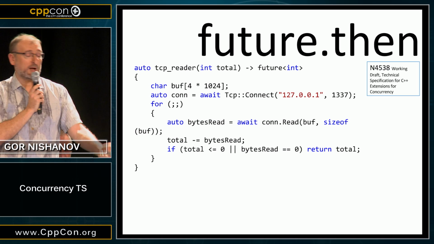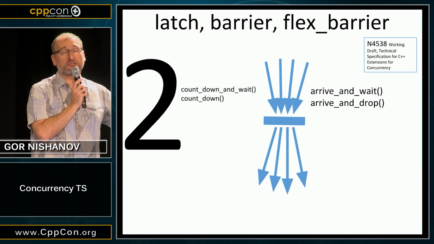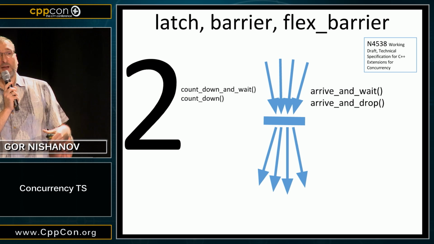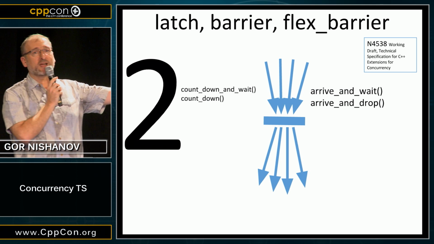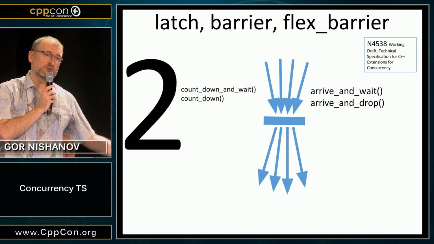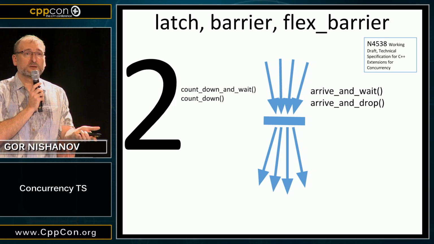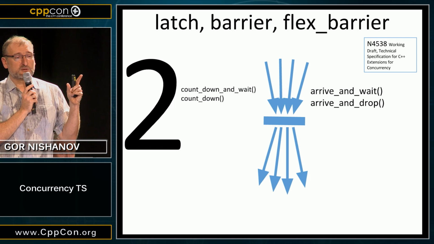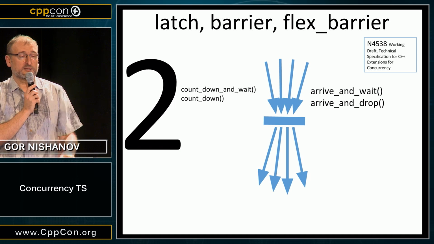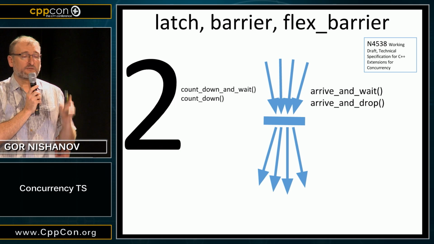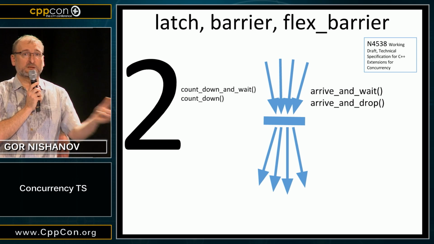So that's number 1. Number 2, we have 3 new classes that allow us to coordinate between threads: latch, barrier, and flex barrier. And this picture describes them all. Essentially, we have a bunch of threads, and they're counting down, either in a blocking fashion or non-blocking fashion. Eventually, when the count goes to 0, whoever was waiting is released. The first 2, latch and barrier, are blocking, so they block everybody until the barrier is reached. But flex barrier allows you to specify a callback so that when the count goes to 0, something else is launched.